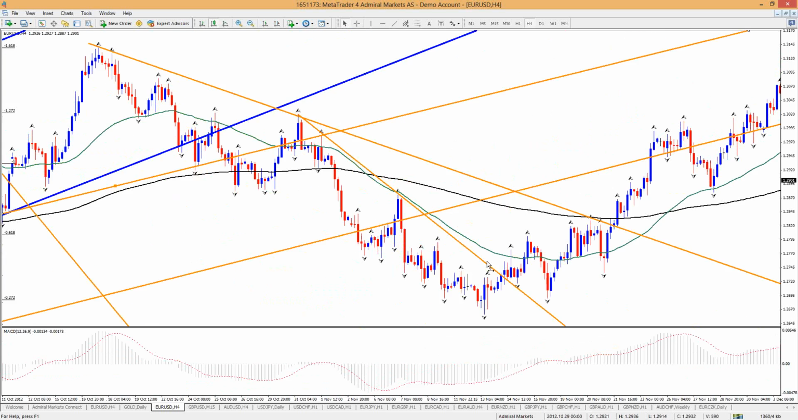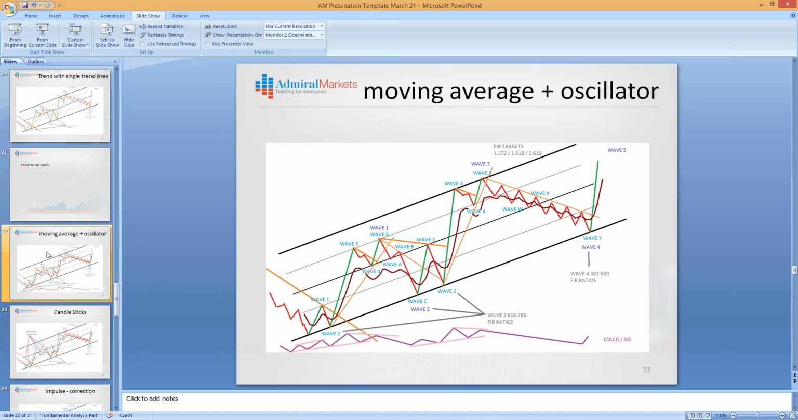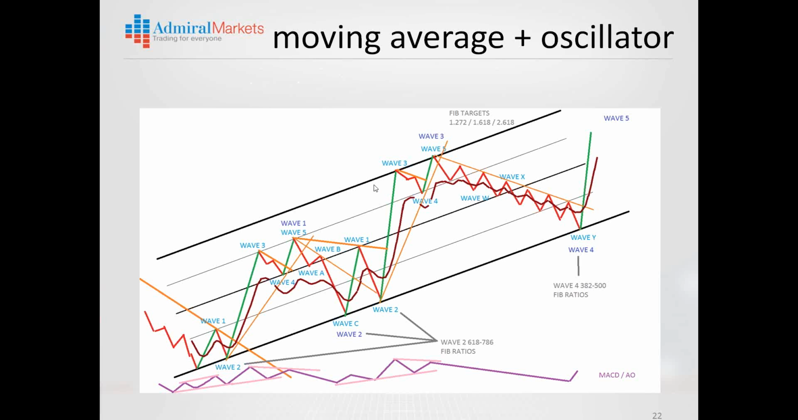All right. Let's go back to the presentation. So you can see my point is that these lines indicate the end of the correctiveness and the start of the impulsiveness, or the end of the impulsiveness and the start of the correctiveness.